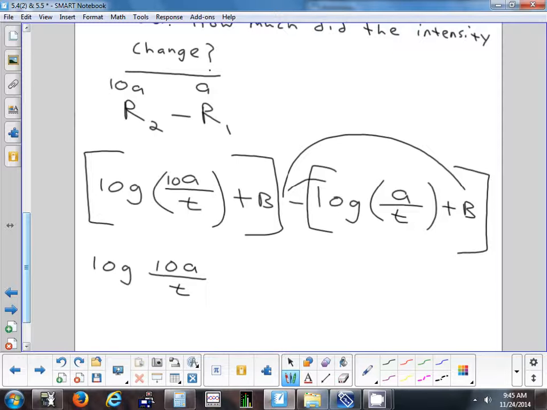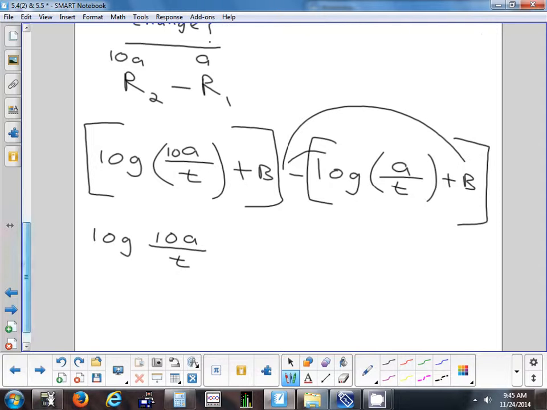divided by t. Now, before I keep writing, does anybody see something that's going to happen here? Yep. The b's are going to cancel out. You're going to get a plus b, distribute the negative, minus b. So the b's cancel out. There's going to be a lot of things that end up canceling out here. That's log of a over t. Okay, any question on that?